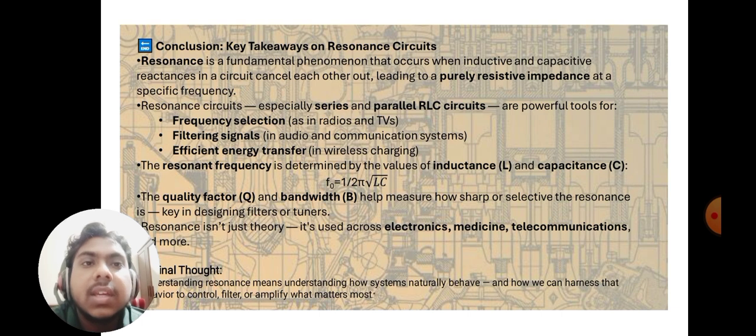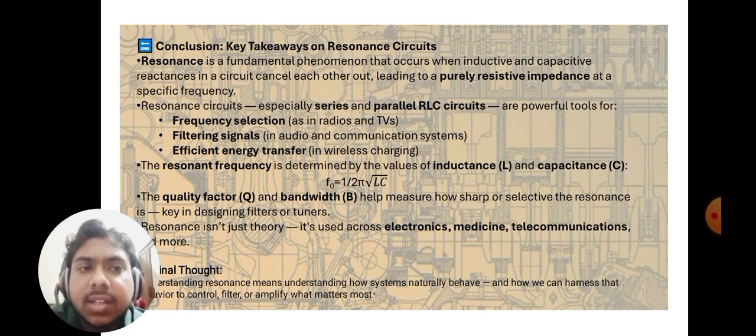Now coming to the key takeaways on resonance circuits. Resonance is a fundamental phenomenon that occurs when inductive and capacitive reactance in a circuit cancel each other out, leading to a purely resistive impedance at a specific frequency. Resonance circuits, especially series and parallel RLC circuits, are powerful tools for frequency selection, filtering signals, and efficient energy transfer. The resonant frequency is determined by the value of inductance and capacitance. The quality factor and bandwidth help measure how sharp or selective the resonance is. It is key in designing filters and tuners.